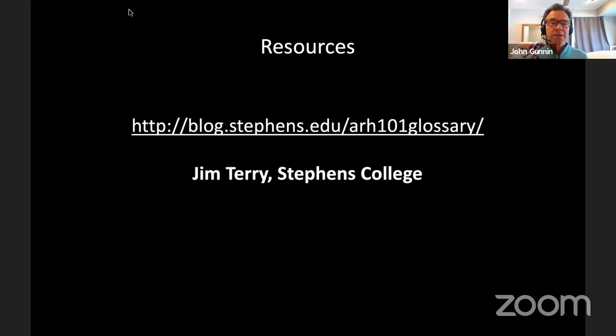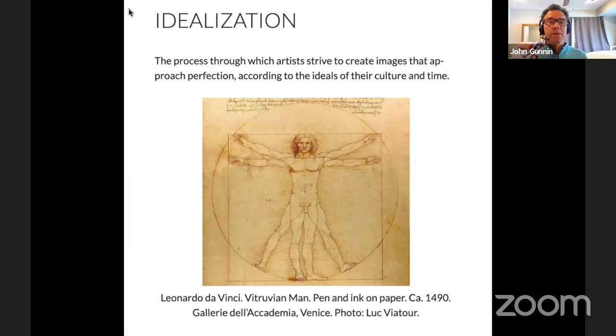And in terms of resources today, I wanted to bring you this in case you haven't investigated. It's a wonderful glossary online, done by a wonderful art history teacher, Jim Terry from Stevens College. I'll give you an example of what you can find, but it just about has everything. If you're ever studying and you need to look up a word, it's a really great resource. I looked up the word idealization because I found it in our show today. If you had forgotten what that was, you could get a very succinct definition very quickly with Jim Terry's glossary.